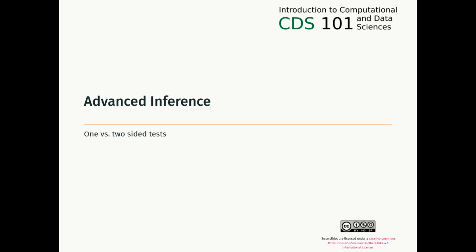In this video, I want to discuss two alternative ways of calculating a p-value in a statistical test. We call the first way a one-sided test, and the other way a two-sided test.